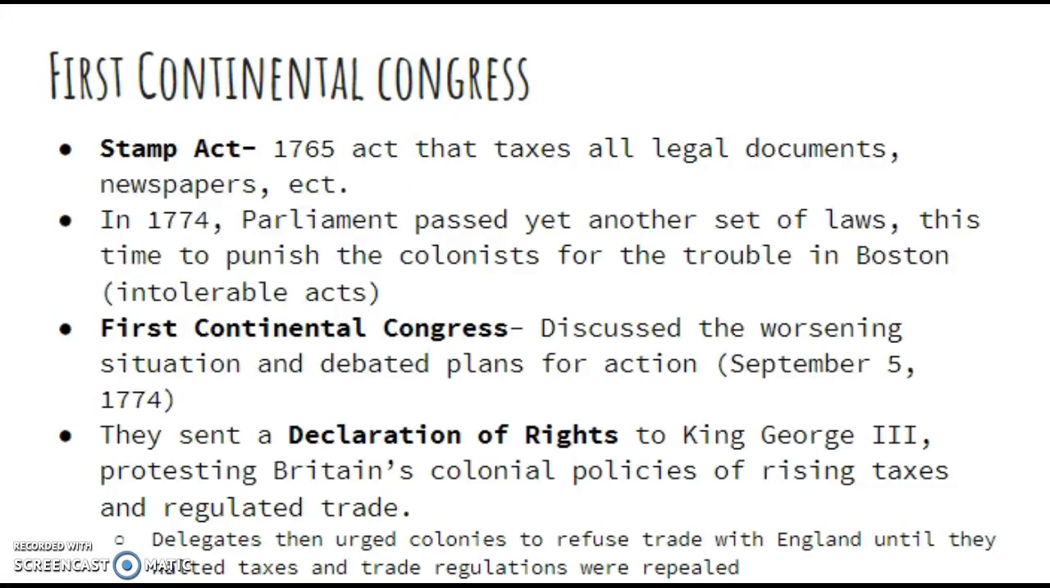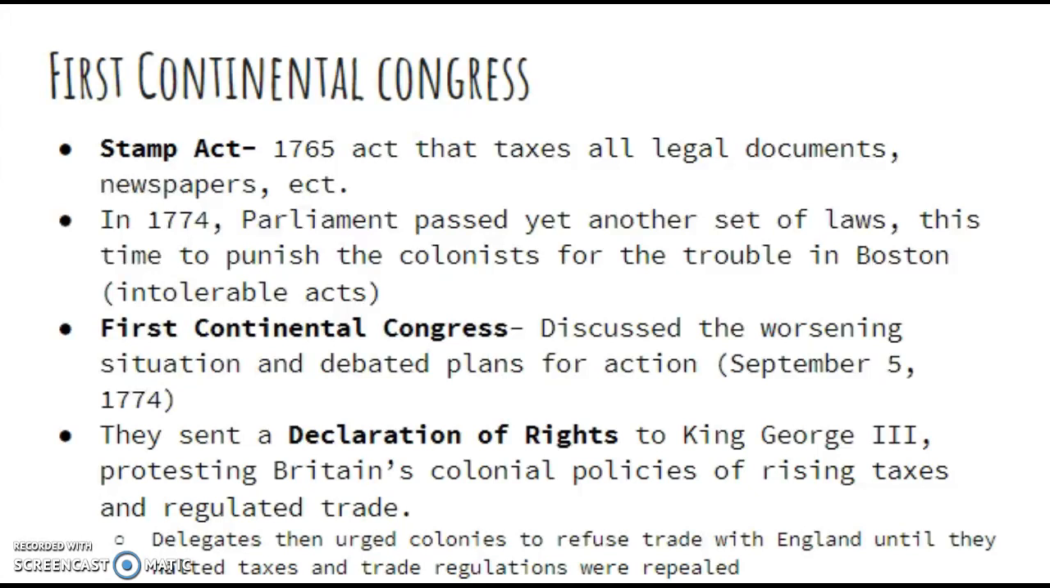First Continental Congress. So to start us off, let's talk a little bit about the Stamp Act. It was an act that was put in place in 1765, and it put taxes on all legal documents, newspapers. So this was a tax that Great Britain put on American colonists, and it really angered them.